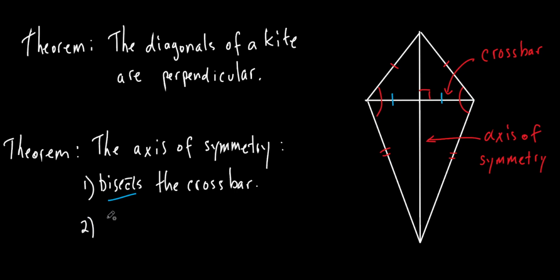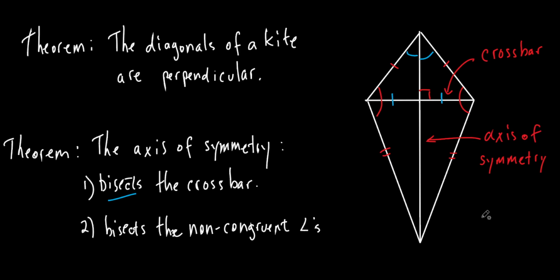That was easy. It does something else. It bisects something else too. So it does two things. It bisects the crossbar, and it also bisects the non-congruent or the non-equal angles. Non-congruent angles. Which angles are not congruent to each other? This top one up here and this bottom one down here, okay? But what does the axis of symmetry do? It bisects that whole big angle. So that means that this little angle right here is equal to that little angle right there, because it splits that angle into two equal angles.